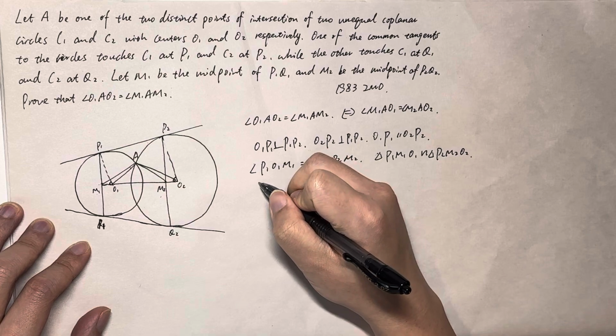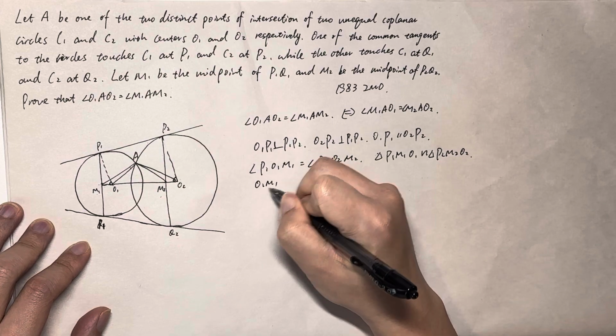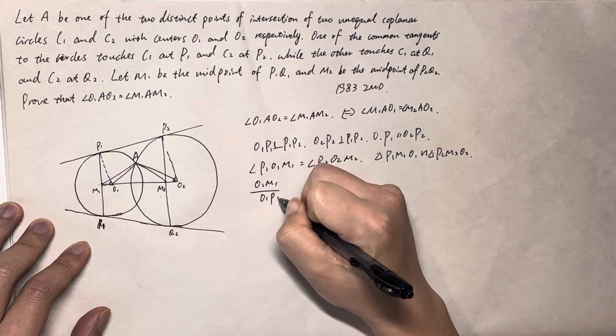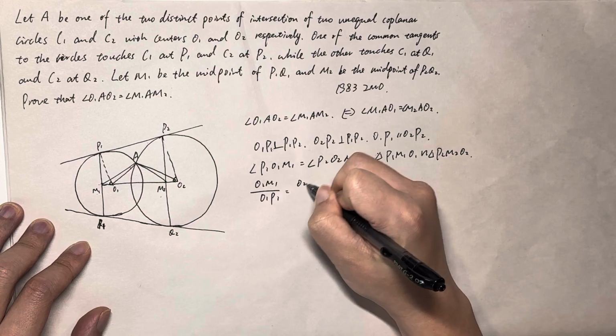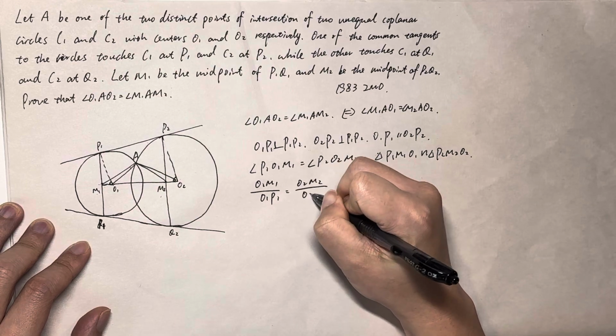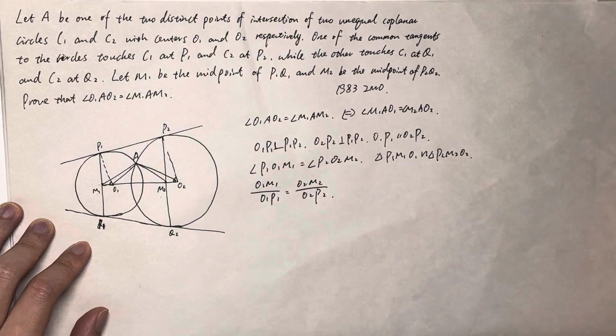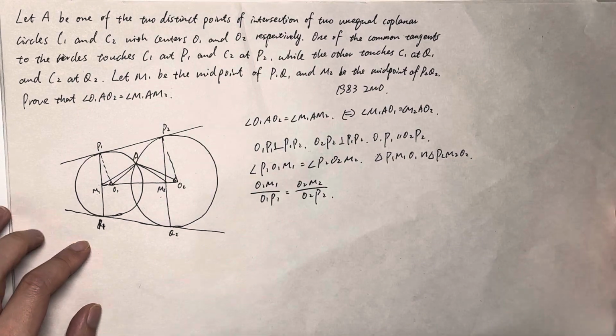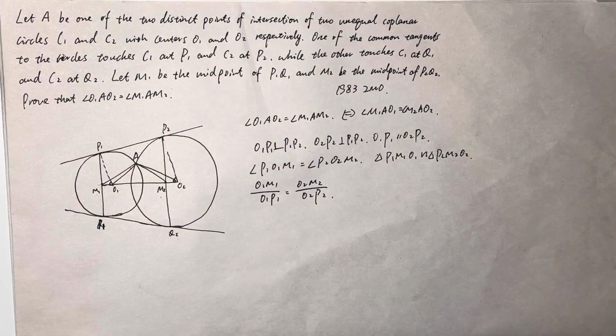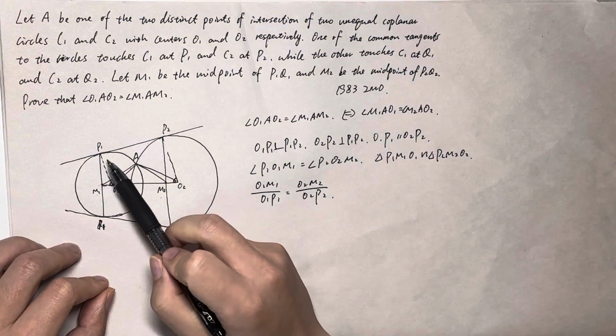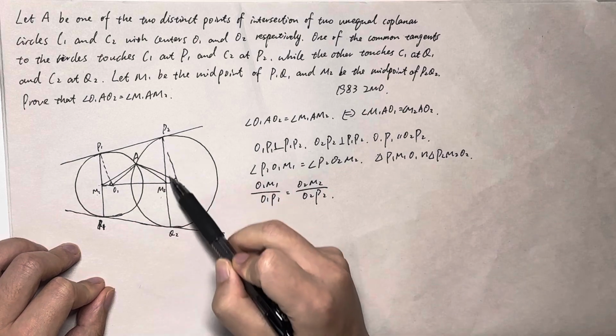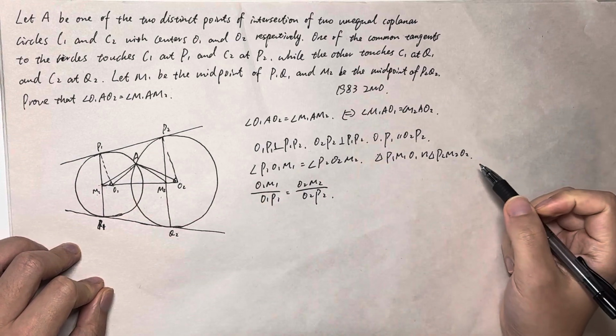So O1M1 to O1P1 equals O2M2 to O2P2. These two triangles are similar.